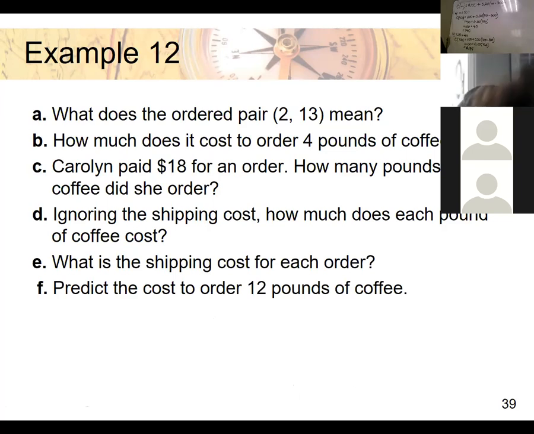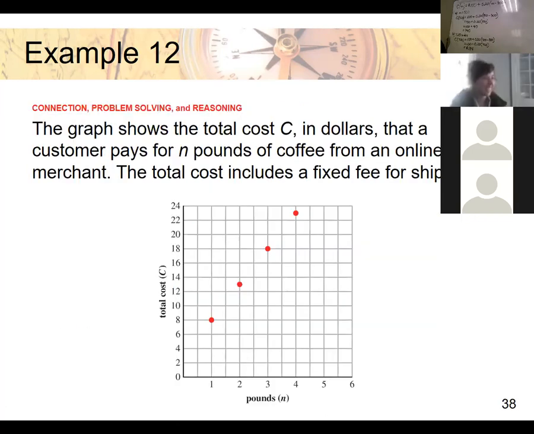And then in part C, Carolyn paid $18 for an order. How many pounds of coffee did she order? Okay. Let's see, $18. That's the total cost. That's going to be this point right here. We need to find the number of pounds that it's related to, which is 3 pounds. So for $18, this person ordered 3 pounds of coffee.